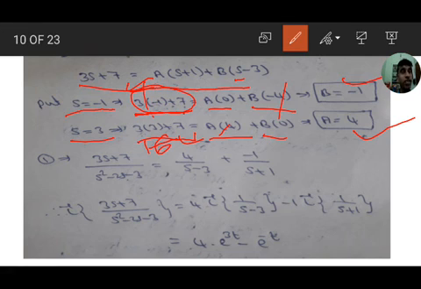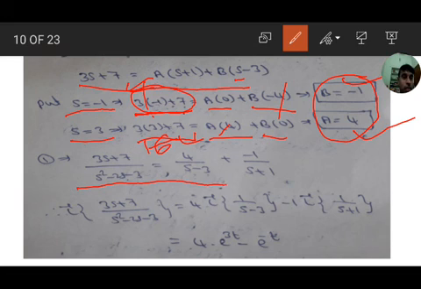So from equation 1, substitute these values, a value 4, b value minus 1. We get (3s plus 7) by (s square minus 2s minus 3) equal to 4 by (s minus 3) plus minus 1 by (s plus 1).